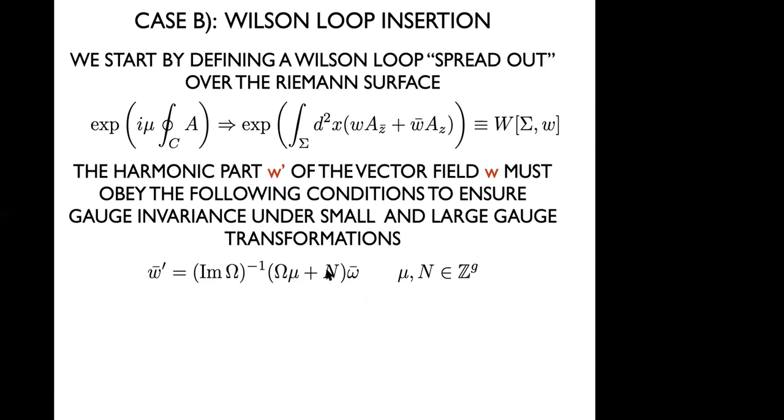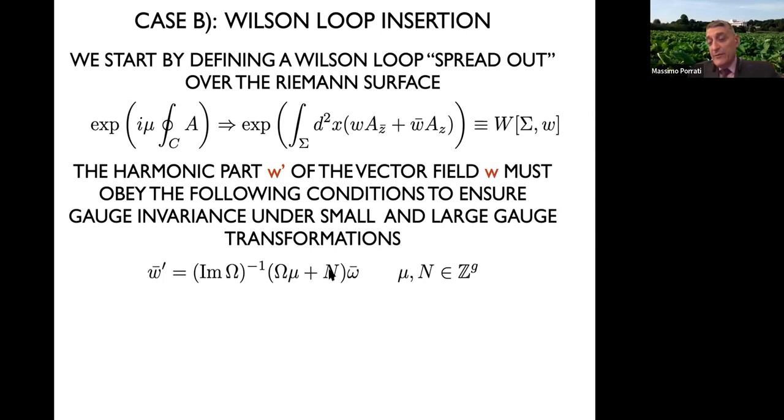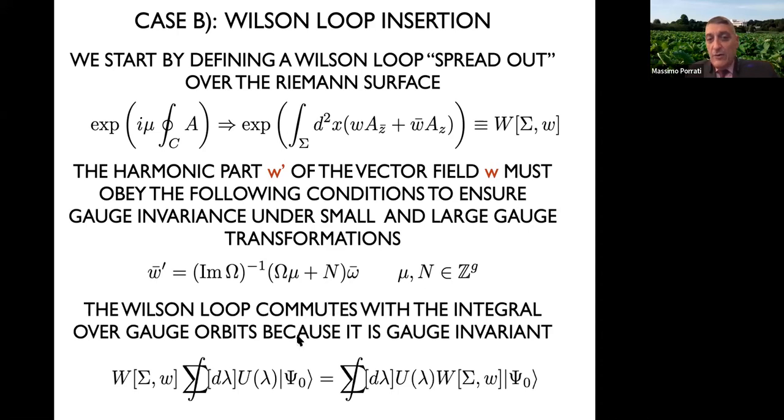And there is also another integer n that has to appear because now we have spread the charge over the entire sigma, so we get some extra conditions for gauge invariance. Now, the Wilson loop by construction is gauge invariant, so it commutes with the integral over gauge orbits. You can apply the operator W to the projection of the initial seed wave function, or you can first apply W to the seed wave function and then project. In any case, W is gauge invariant, and the two results are the same.